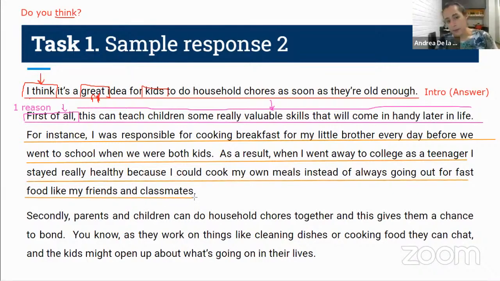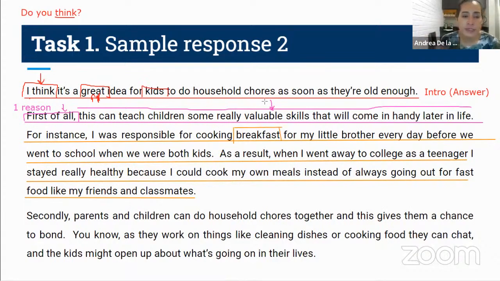So his example is way longer than his reason, right? His reason is one sentence. His example, I think you have two sentences, right? But you have a compound sentence in the second one. So it's like three times as long as the reason. And he has good specific details, right? He's saying, I was responsible for cooking breakfast. So this is one good detail.